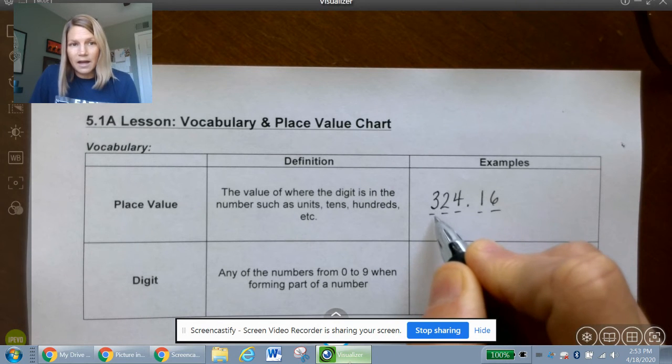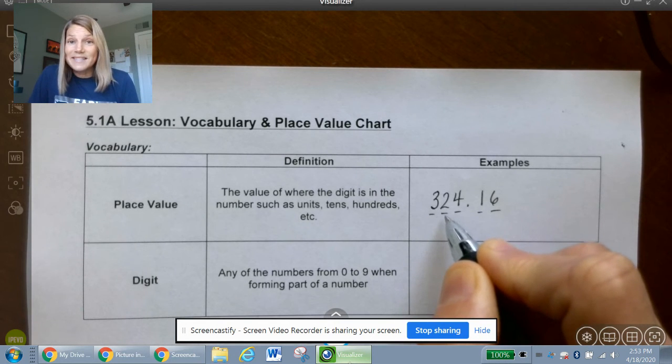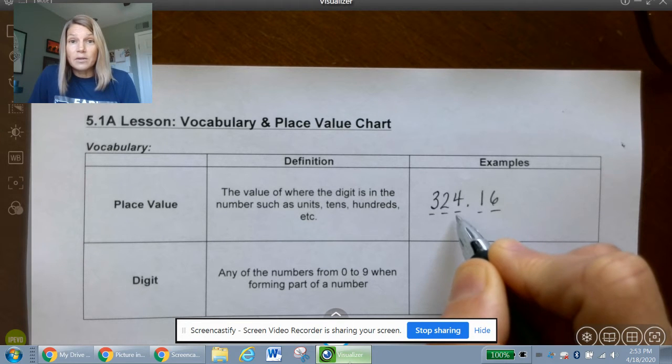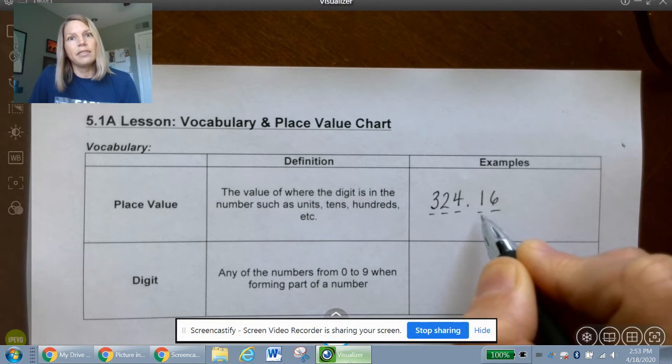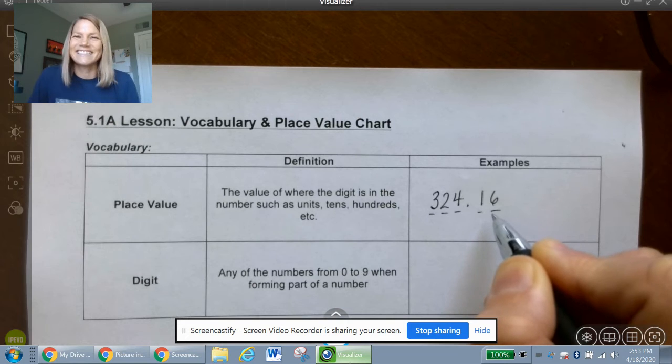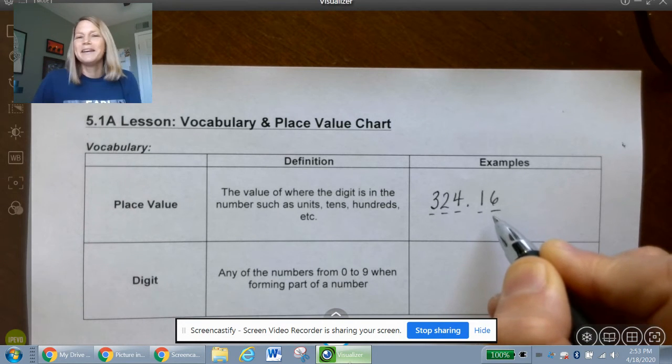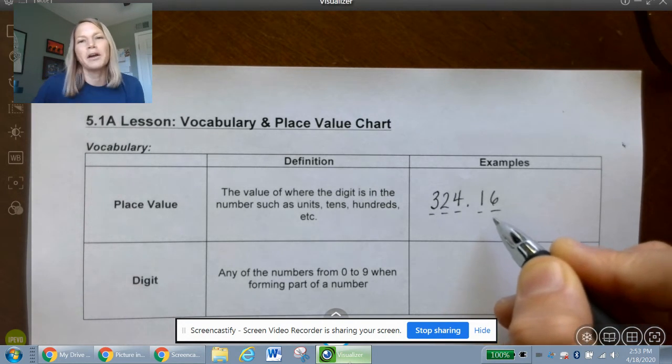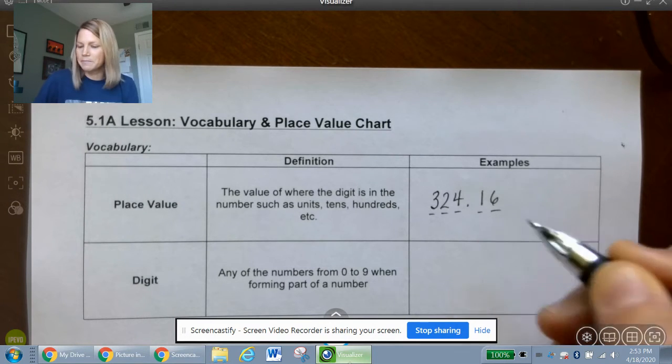The 3 is in the hundreds place. The 2 is in the tens place. The 4 is in the ones place. The 1 is in the tenths place. And the 6 is in the hundredths place. Now you notice me emphasizing that. We'll talk about that a little bit more here in just a moment.